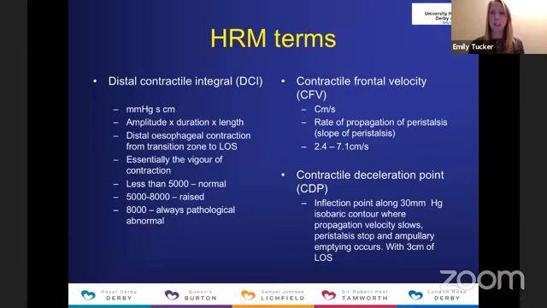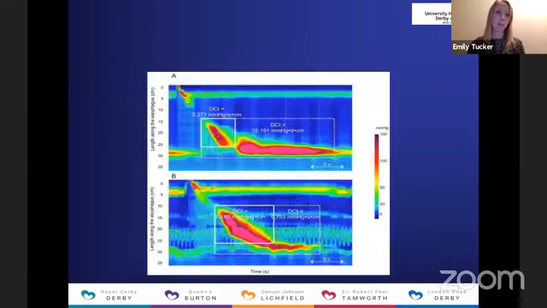And then your contractile deceleration point is when that peristaltic wave just starts to slow down. And as I say, it's much more ampullary emptying that occurs to allow the last bit of bolus to transport into the stomach. Okay, and these are just some representations of your DCI, and see how it's important to measure them in the appropriate place.